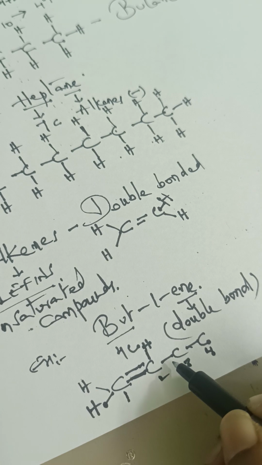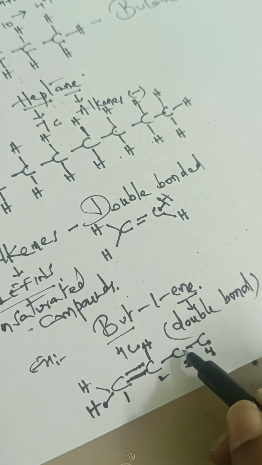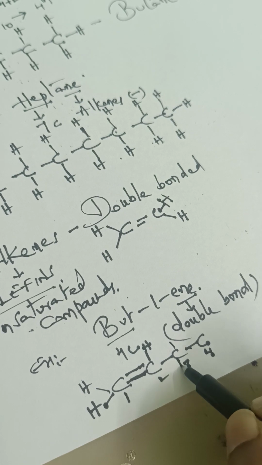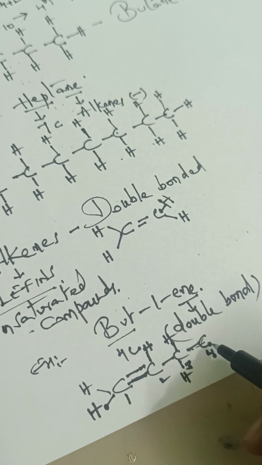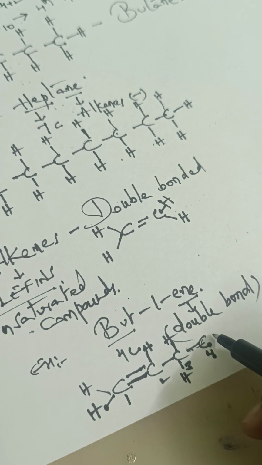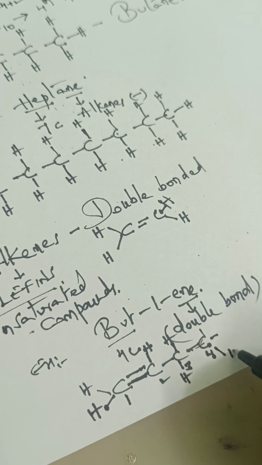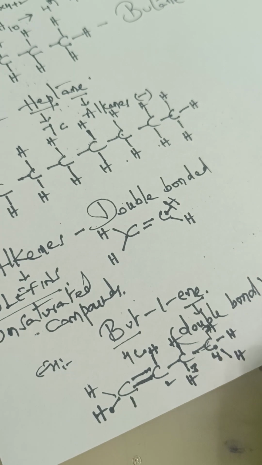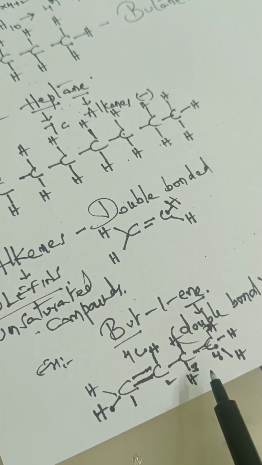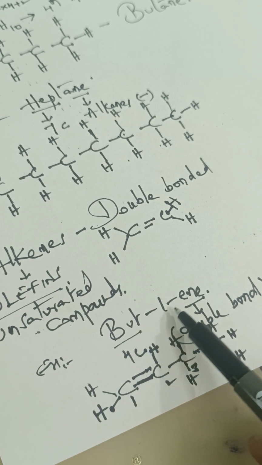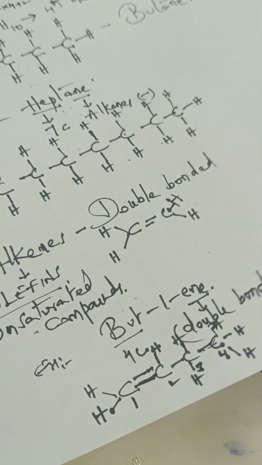For this carbon, how many bonds are there? On either side, 2. How many should come? 2 more. Here hydrogen and here 2 hydrogens. For this carbon, only 1 bond is there. That means how many bonds should be present? 3 more bonds. So I have written 3 hydrogens. So this will be the structure for but-1-ene. I will take one more example. In your textbook, they have given you one example. I will take one more example under alkenes.